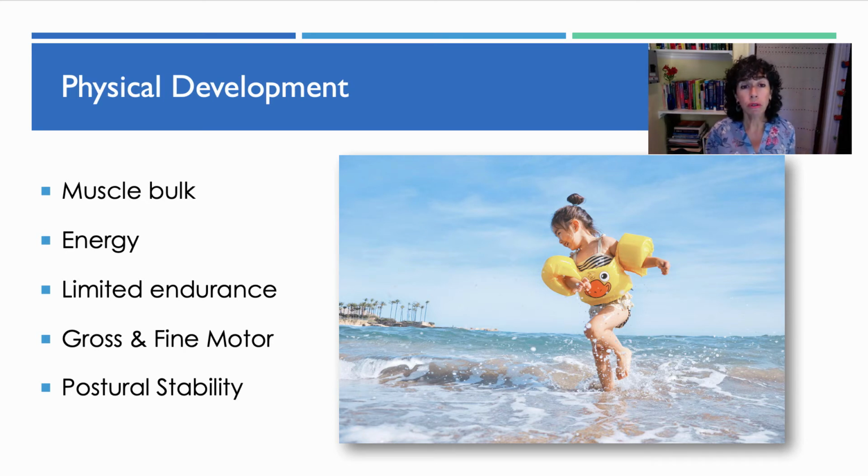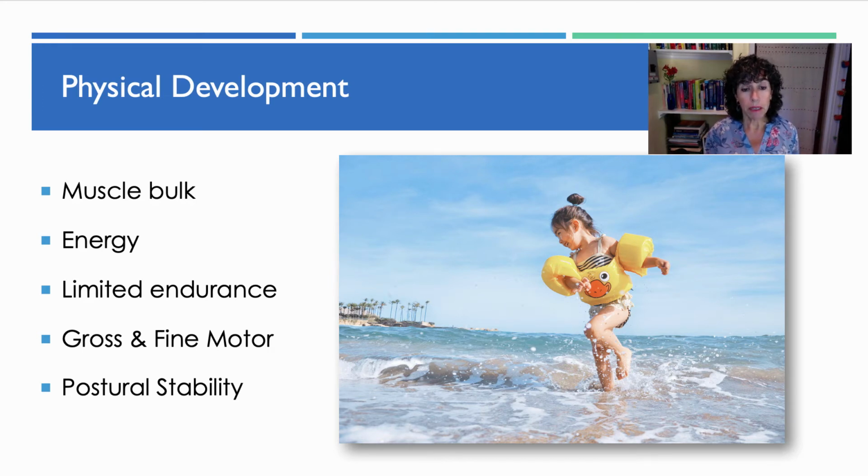We also have a huge period of physical development in the preschool years. Muscle strength and size increases, which then feeds the ability to do more sophisticated motor activities. Energy increases, although preschoolers are still likely to nap. Endurance is limited because they have energy, they spend energy, and they run out of energy, right? So thus the napping. Gross and fine motor ability refine and increase in skill.